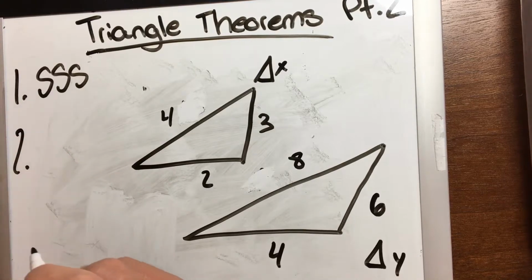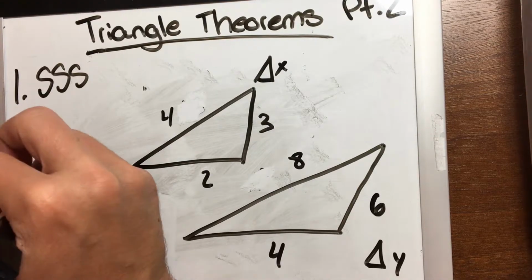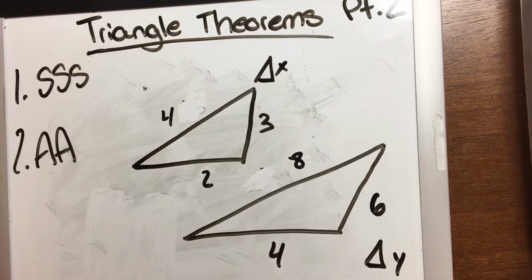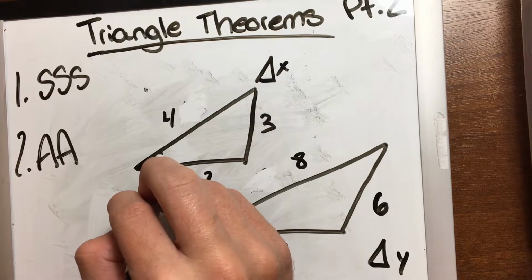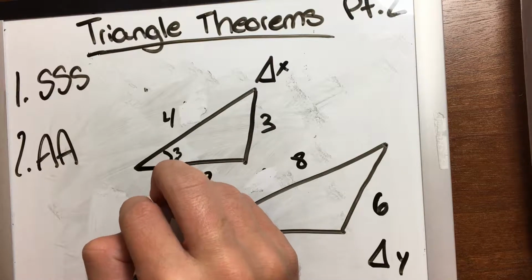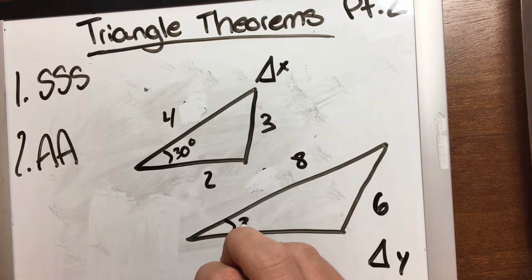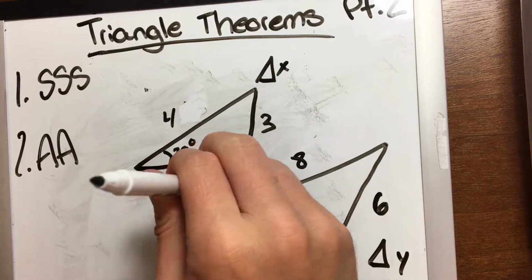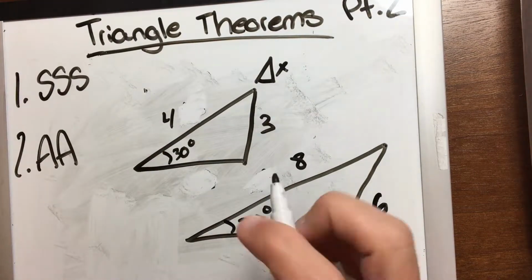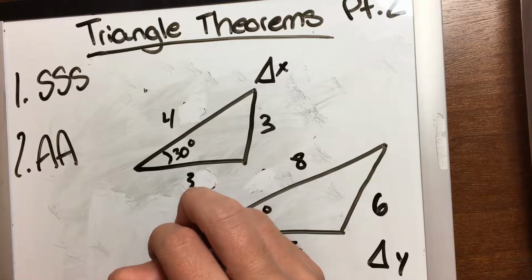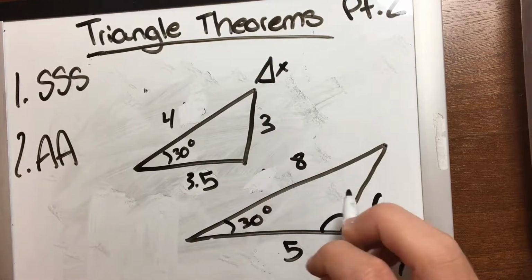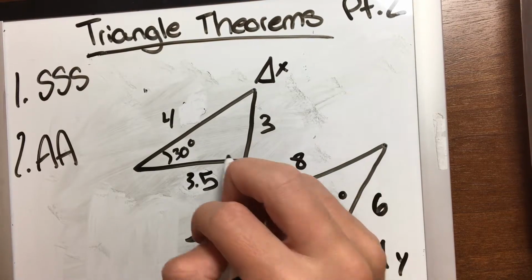Let's move on to number 2. The next theorem is called the angle-angle theorem. This states if two angles of one triangle are congruent to two angles of another, then the triangles must be similar. So in this case, let's say this angle is 30. This angle is also 30. Let's change these numbers up. I'll say this is 5, and I'll say this is 3.5. And this is 105. This is 105.